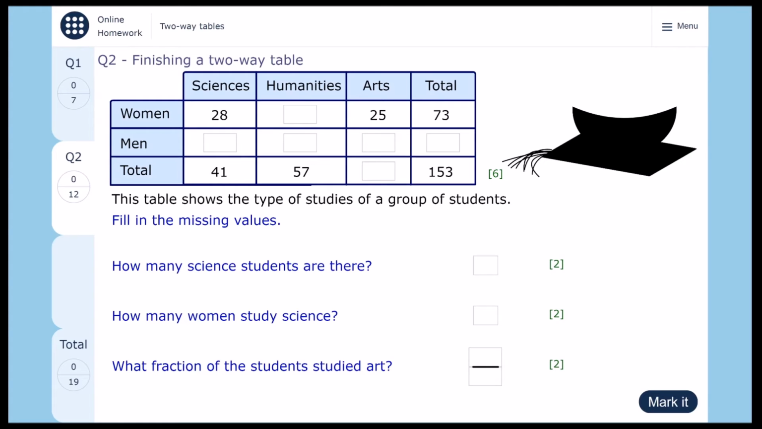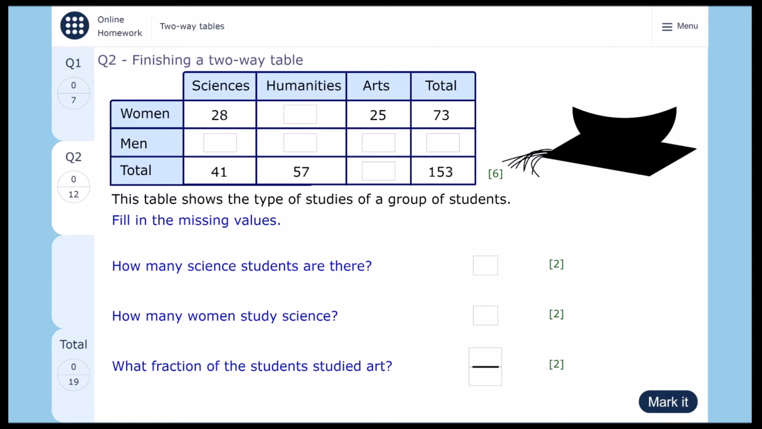In this second part of the video, we're going to look at completing and interpreting two-way tables. Two-way tables give us a way of representing data when there's two different variables. In the example that's being displayed on the screen, one variable is the gender of the student, and the second variable is the type of study that the student chose.